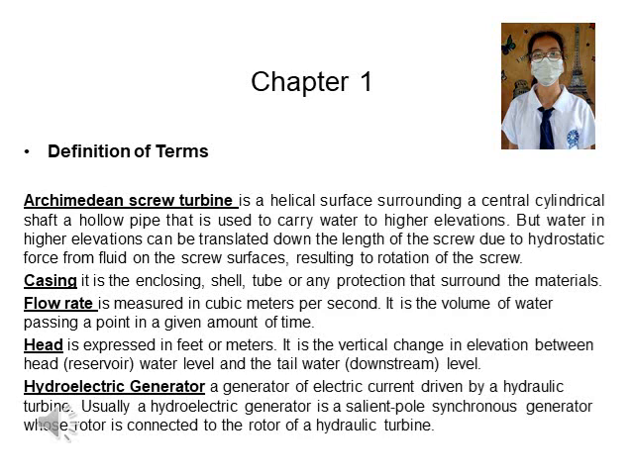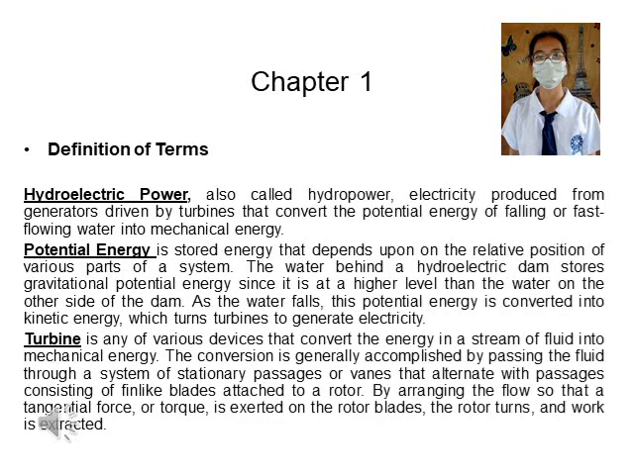Hydroelectric generator. A generator of electric current driven by a hydraulic turbine. Usually, a hydroelectric generator is a salient pole synchronous generator whose rotor is connected to the rotor of a hydraulic turbine. Hydroelectric power, also called hydropower. Electricity produced from generators driven by turbines that convert the potential energy of falling or fast-flowing water into mechanical energy.